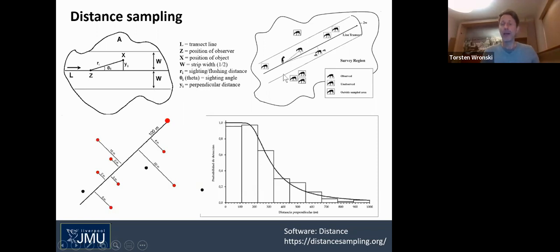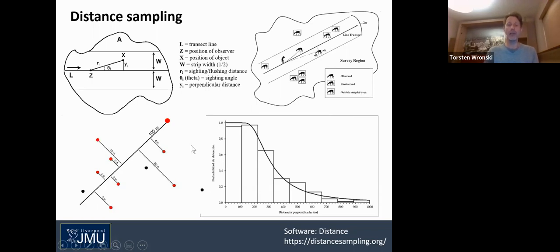Now, doing that, we will oversee some animals within our strip widths, and others are outside the sampled areas and are also not counted. Others within the transect are counted, here expressed by the red dots and the perpendicular distances. The dark spots represent either the overseen animals or those outside the strip widths.